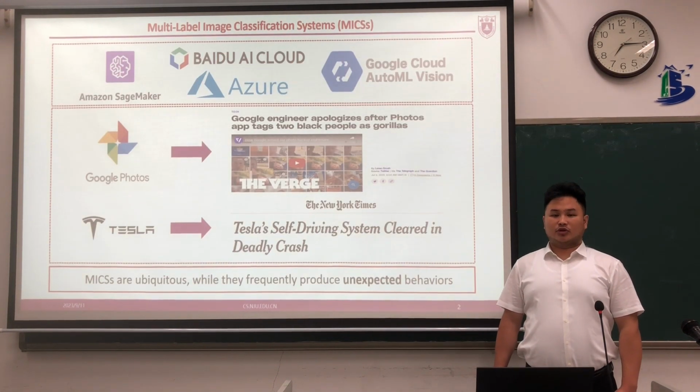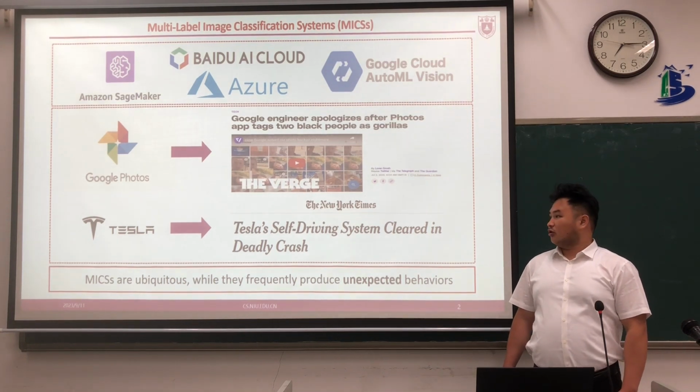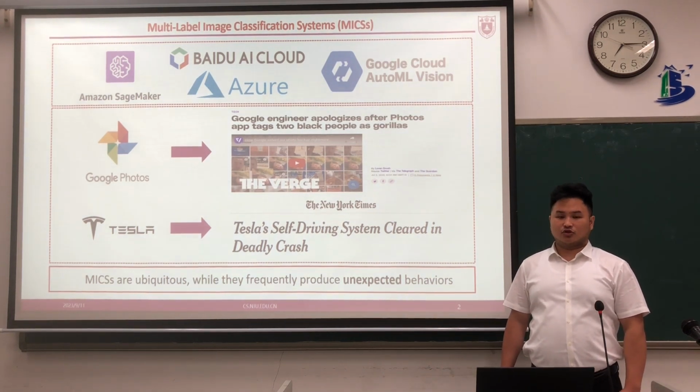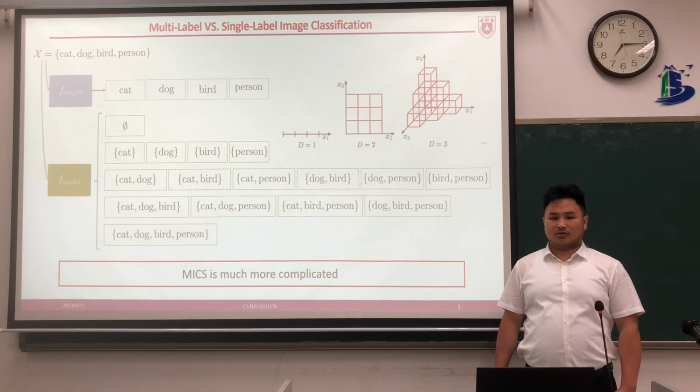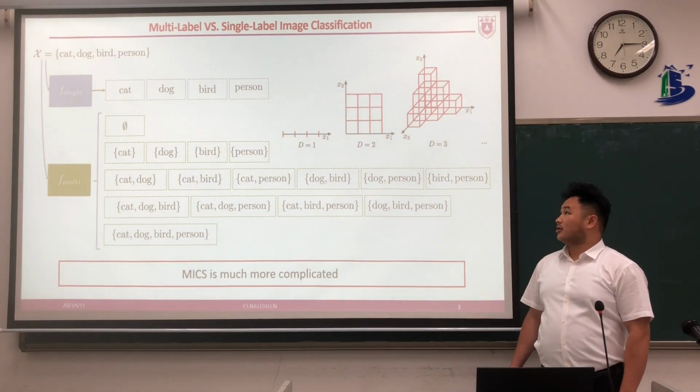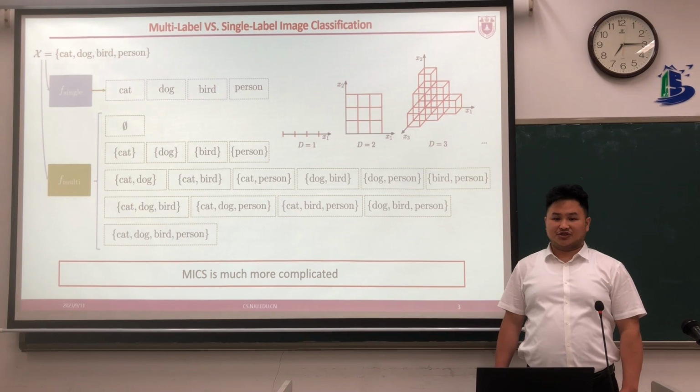Today, multi-label image classification systems are everywhere. However, these systems may make terrible mistakes. For example, Google Photos classified two black people as gorillas, and MSS produced unexpected behaviors, because compared with single label image classification, MSS is much more complicated. The output space is huge and the label correlations are complex.